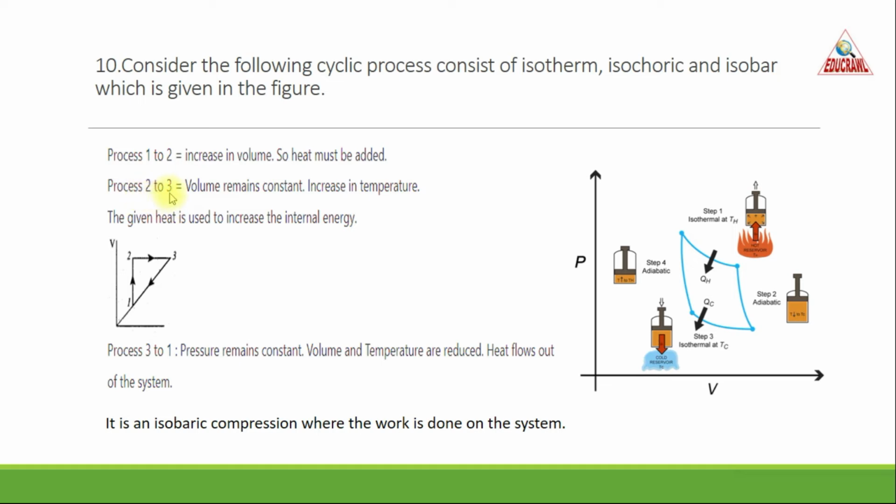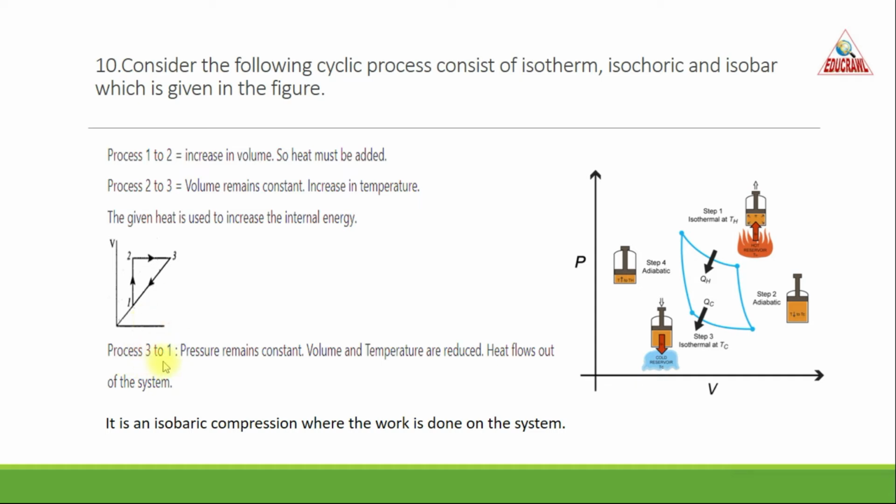For the process 2 to 3, volume remains constant. So there is an increase in temperature. The given heat is used to increase the internal energy. So for 1 to 2, it is a straight line parallel to the y-axis, and 2 to 3 also it is a straight line parallel to the x-axis.